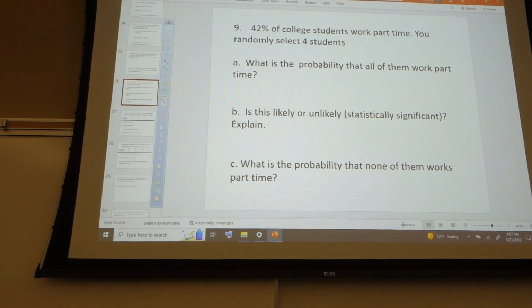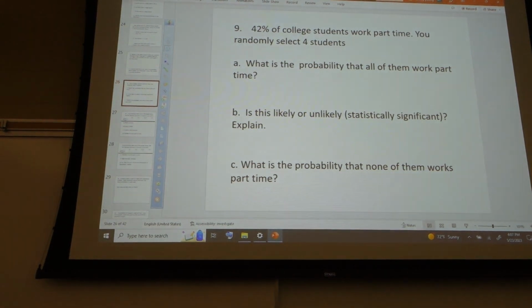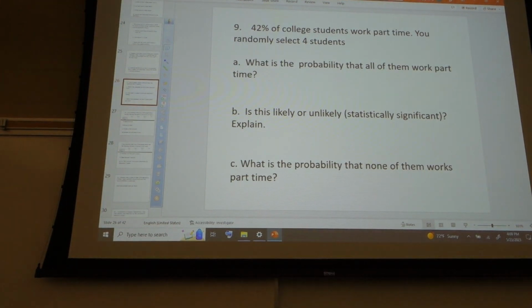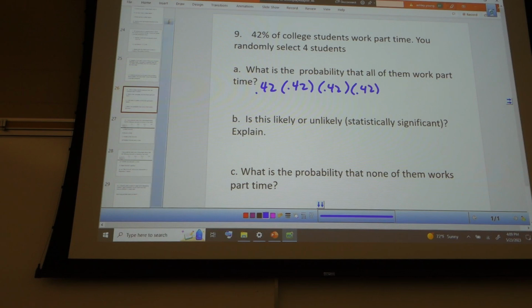Good. So here you would, so go ahead and do that. Okay, so what's the probability the first person works part-time? We said that was 0.42. Second person, 0.42. Third person, 0.42. And fourth person, 0.42. Now, you could have used binomial.